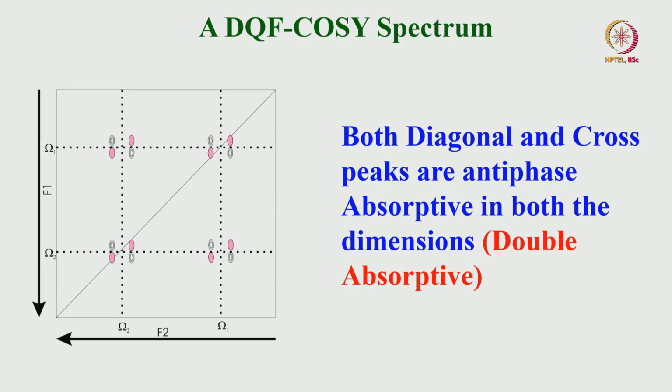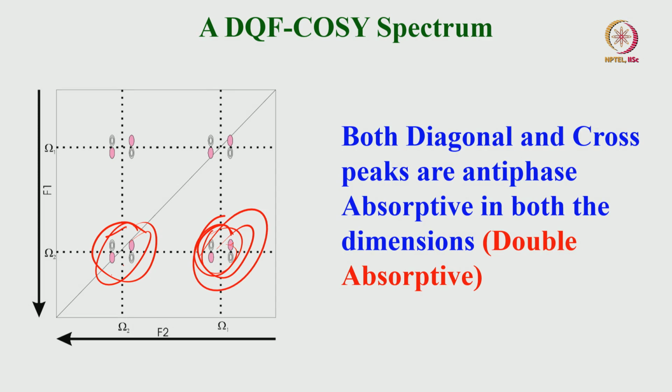A simple typical example of a DQF COSY spectrum. Look at this one, diagonal, both positive and negative peaks are present. Here both are positive and negative. Earlier, in the case of COSY, both were positive peaks in both dimensions. Here they were antiphase doublets. In the case of conventional COSY, you see positive negative. Both diagonal and cross peaks are antiphase absorptive. In the conventional COSY, only cross peaks are antiphase, diagonal are in phase. But here it is different and they are double absorptive, which gives better resolution.